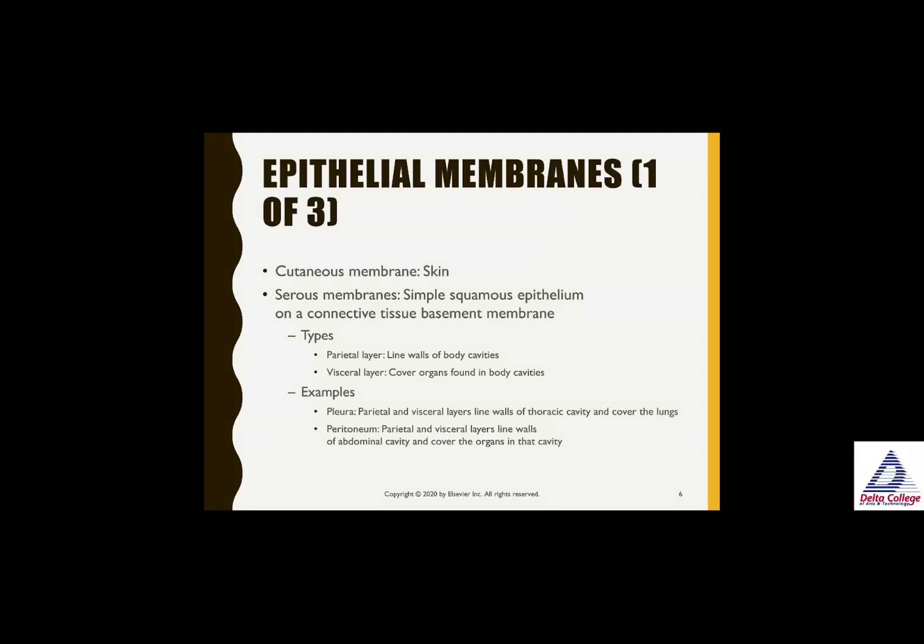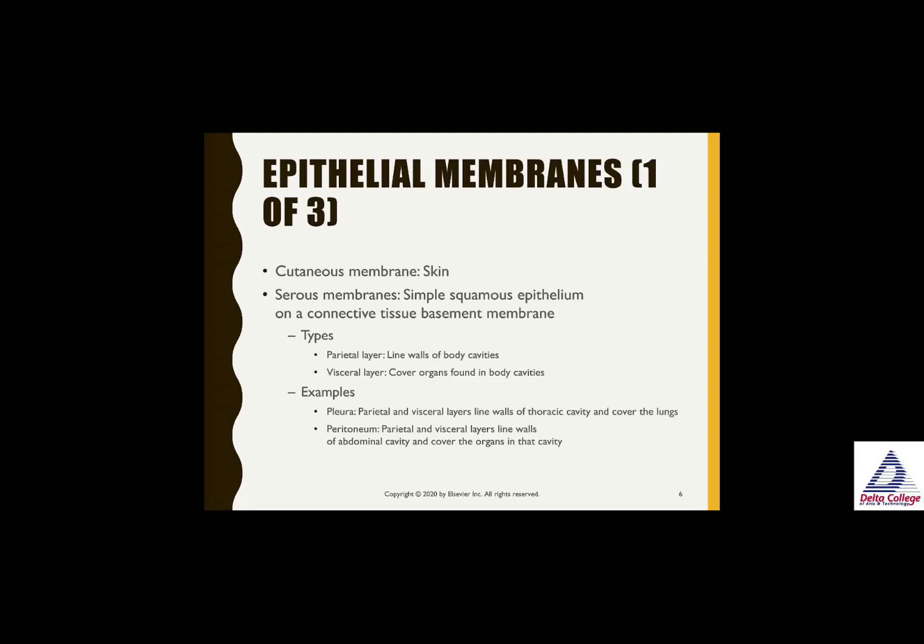So let's talk about this a little bit more. Visceral will cover the organs of, for instance, if we say peritoneum, that is the abdomen. So the visceral peritoneum covers organs of the abdomen. Parietal peritoneum is the membrane that covers the interior of the abdominal cavity as a whole.